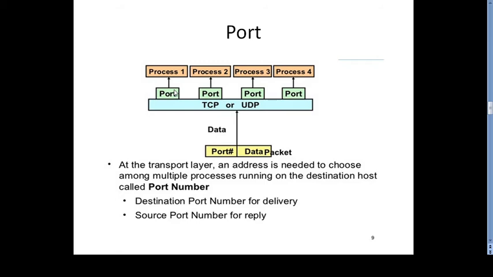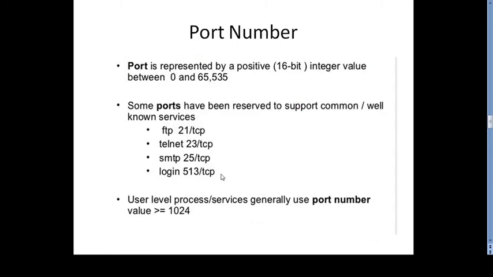So port numbers are basically used to identify the process from the source machine to the destination machine. An address is needed to choose among multiple processes running on the destination host, that is called the port number. A port is represented by a positive 16-bit integer value, which lies between 0 and 65,535. Some ports have been reserved to support common and well-known services.